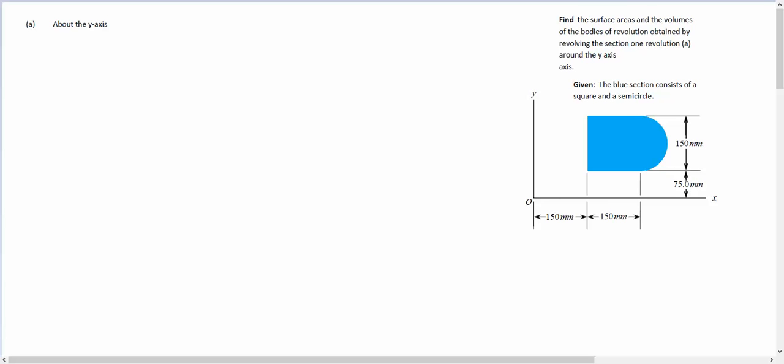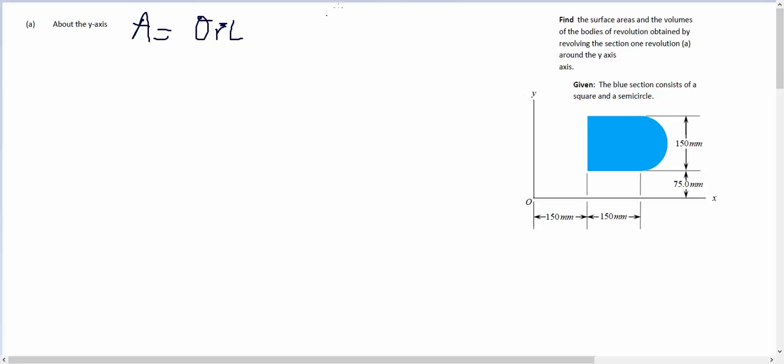This question is asking us to find the surface area and the volume of the body of revolution of this figure down here. It consists of a square and a semicircle. And the formula for area of revolution is theta RL, where theta is the angle of revolution and RL is the centroid times the length.